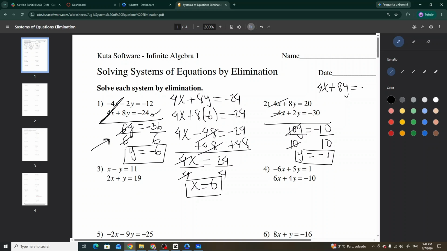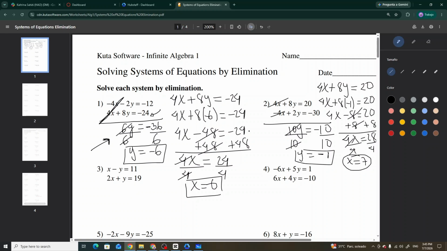4x plus 8y equals 20. I know the value of y, which is negative 1, so substituting, 4x plus 8 multiplied by negative 1 equals 20, so 4x minus 8 equals 20. I'm adding 8 to get rid of the 8, but I have to do it on both sides. Keep that in mind. And then I bring down 4x equals 28. If I divide by 4 on both sides, I have x equals 7. So the solution of this system of equations is x equals 7 and y equals negative 1.